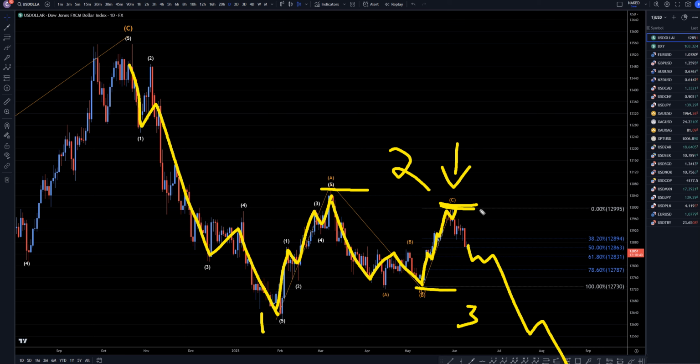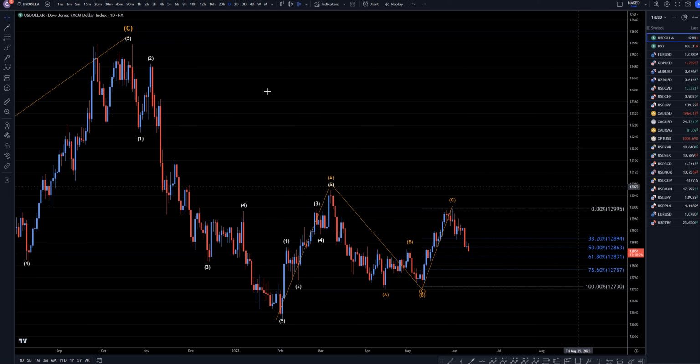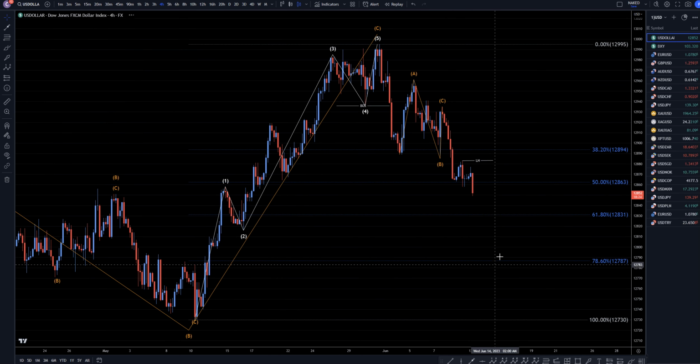Now, I do have my Fibonacci levels here just in case it does decide to make a big bounce at one of these levels and it does end up being a correction to the uptrend. But at this stage, it does look like we already have the end of a correction and that we are back into the downtrend. So taking it down to the 4 hour time frame.